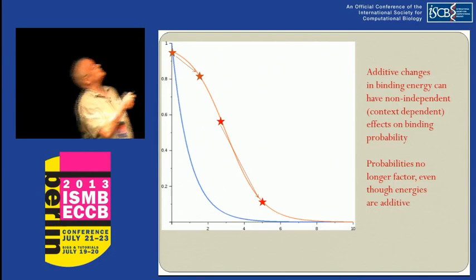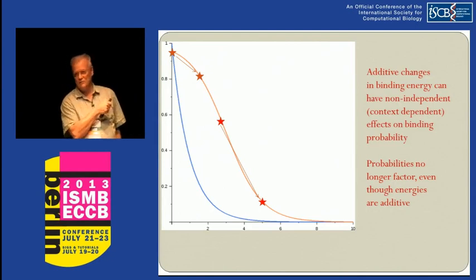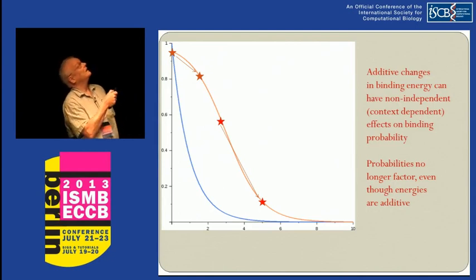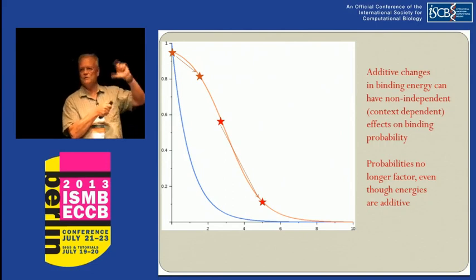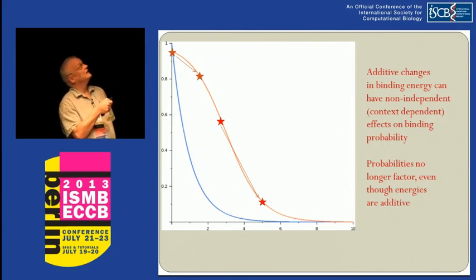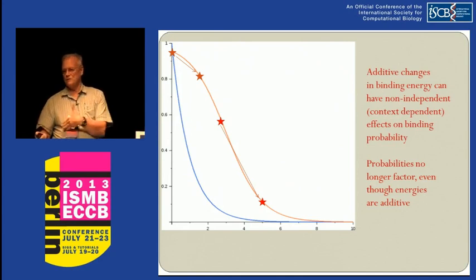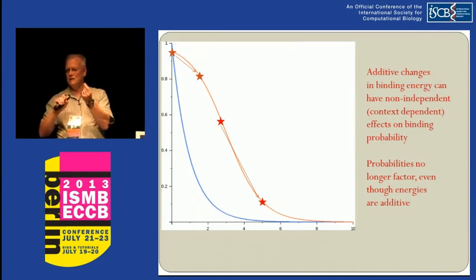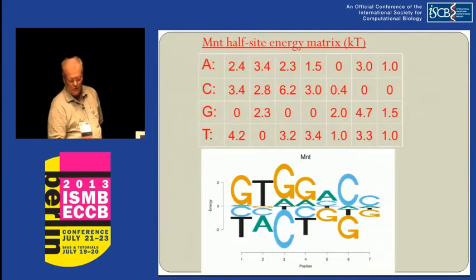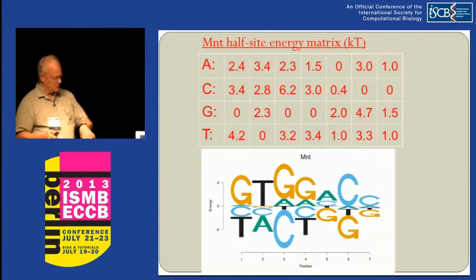For instance, let's suppose I had a mutation that increased the binding energy by 2 kT. In the context of the consensus sequence, it would go from maybe 95% bound to 80% bound, a small change, a 15% change in binding affinity. In the context of something that started out about 50% bound, it would drop way down to 10%, a five-fold change in binding affinity. So it would appear that that mutation was in fact context dependent. But I told you already, energetically, it's additive. You can show that. I can make a few examples. I'm just going to go over this quickly.